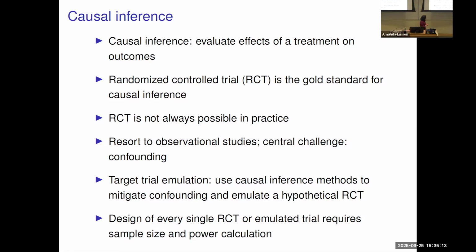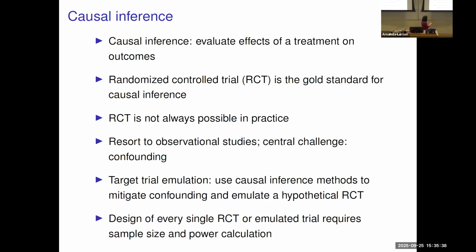Of course, there's this concept called target trial emulation. This is a fancy term that Jamie Robins and Miguel Hernan came up with. Essentially, it says to use causal inference methods to mitigate the confounding issue and emulate a hypothetical RCT. Often people use propensity score methods.